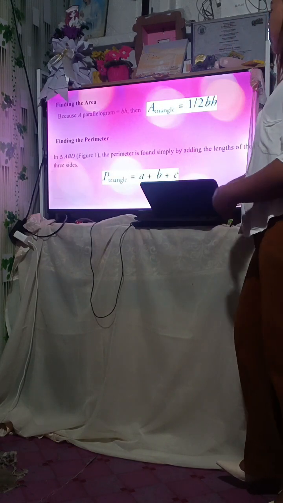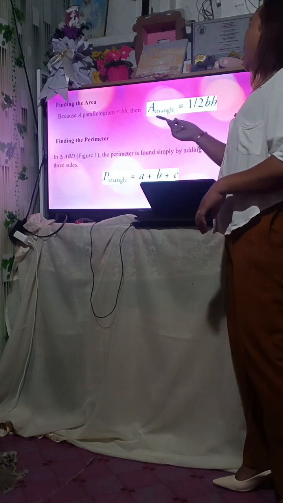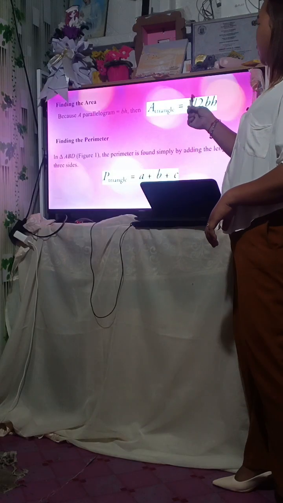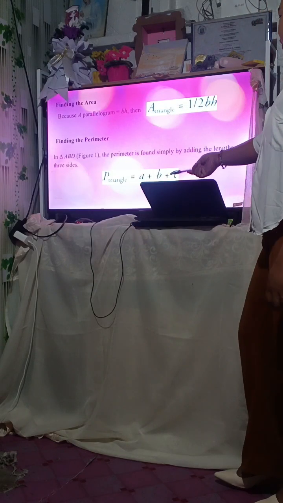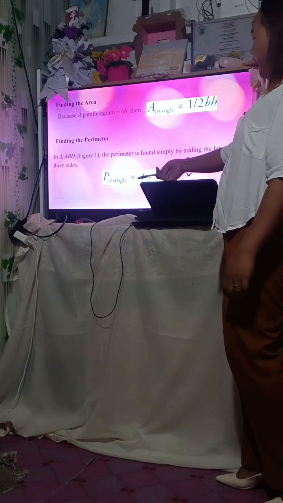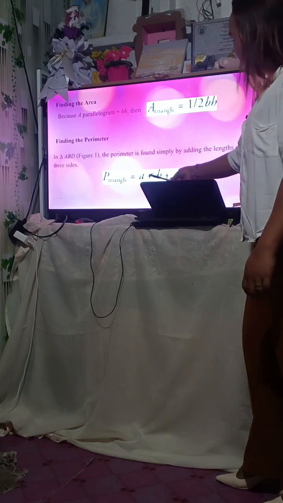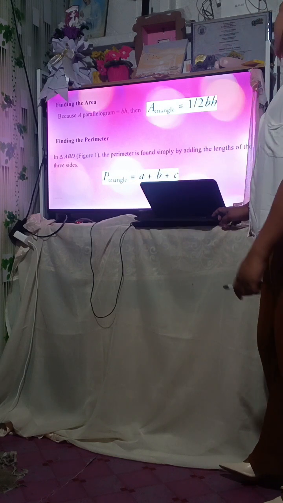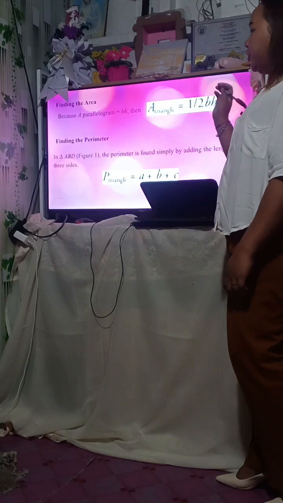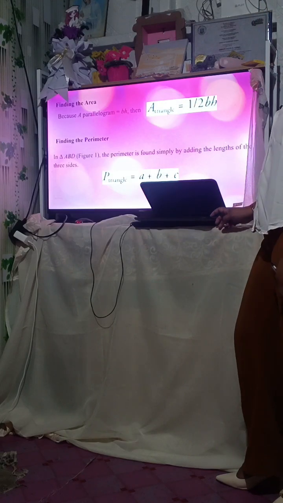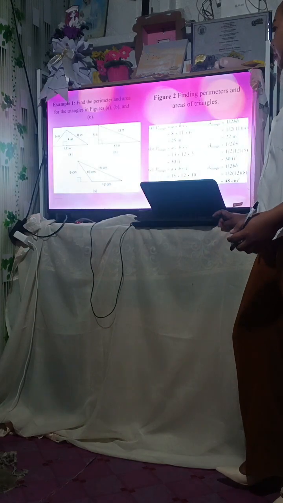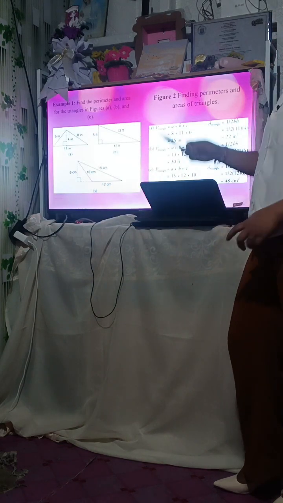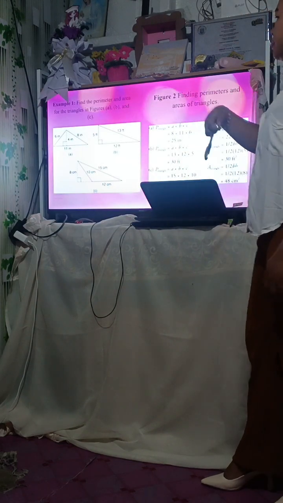So in finding the area of the triangle, we will use the formula, area of a triangle is equal to 1/2 of the base and height. In finding the perimeter, we use the formula, perimeter of a triangle is equal to A plus B plus C. So in triangle ABD in figure 1, the perimeter is found simply by adding the lengths of the three sides.